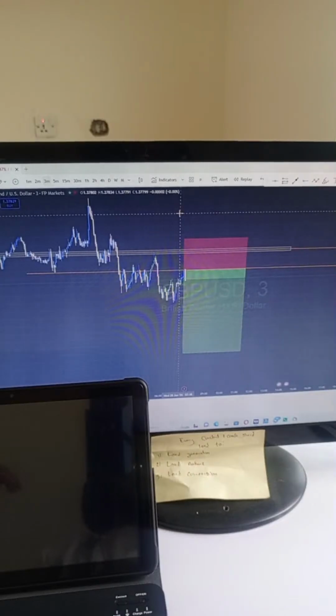We make sure our risk to reward is always at least 1:2. Like this setup is a 1:3 risk to reward. So if we lose, we are losing just one. But if we earn, we are making at least 3 times what we lose.